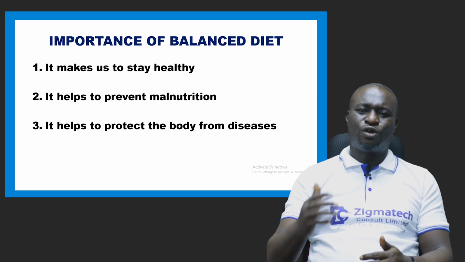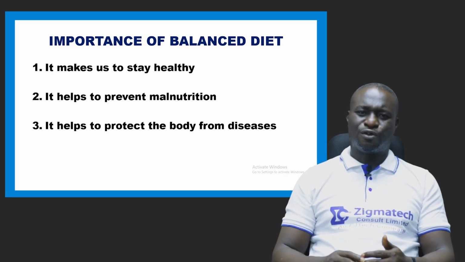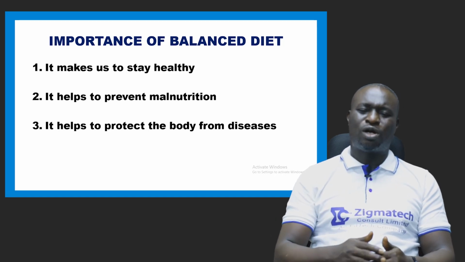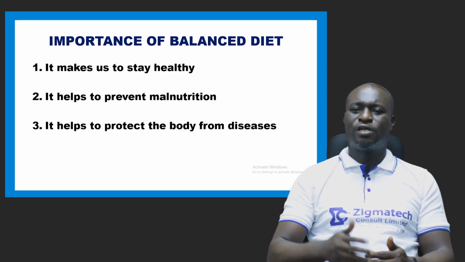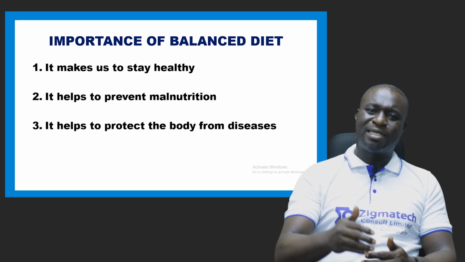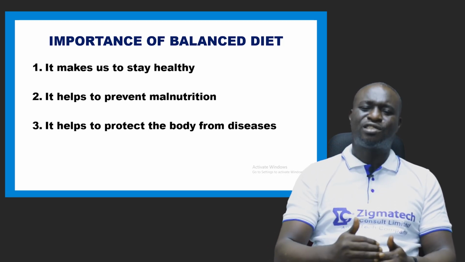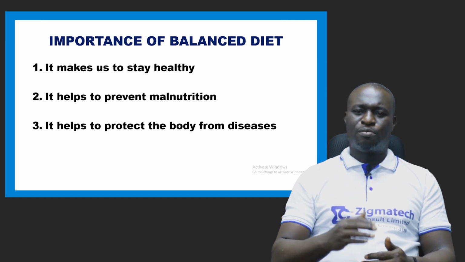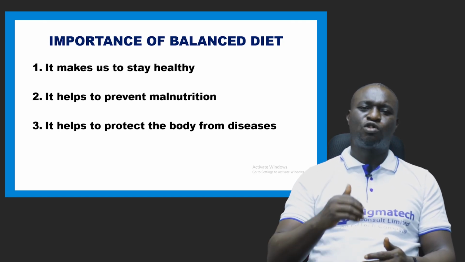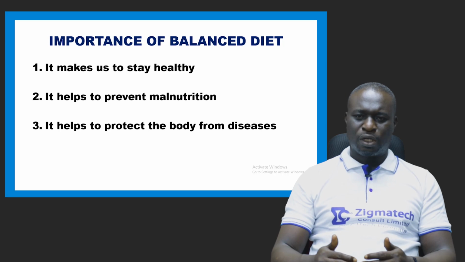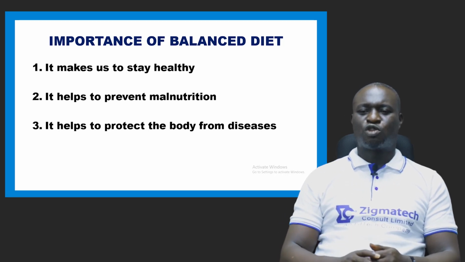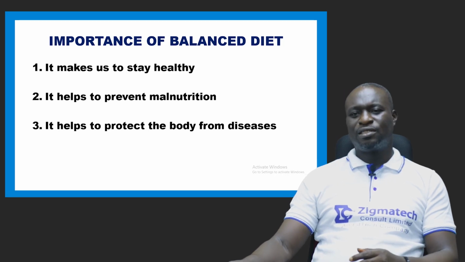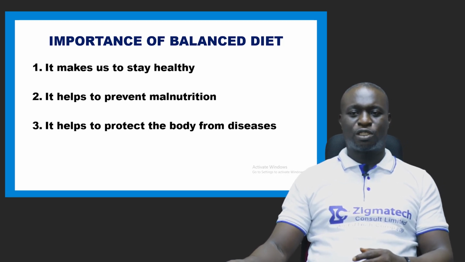So a diet that contains all the classes of food, there must be proteins, there must be carbohydrates, there must be fats and oils, there must be minerals, there must be vitamins. In other words, there must be vegetables, there must be fruits in it. Number two importance is that it helps to prevent malnutrition. And then number three, it helps to protect the body from diseases. So this is where we call it a wrap up on this particular topic.